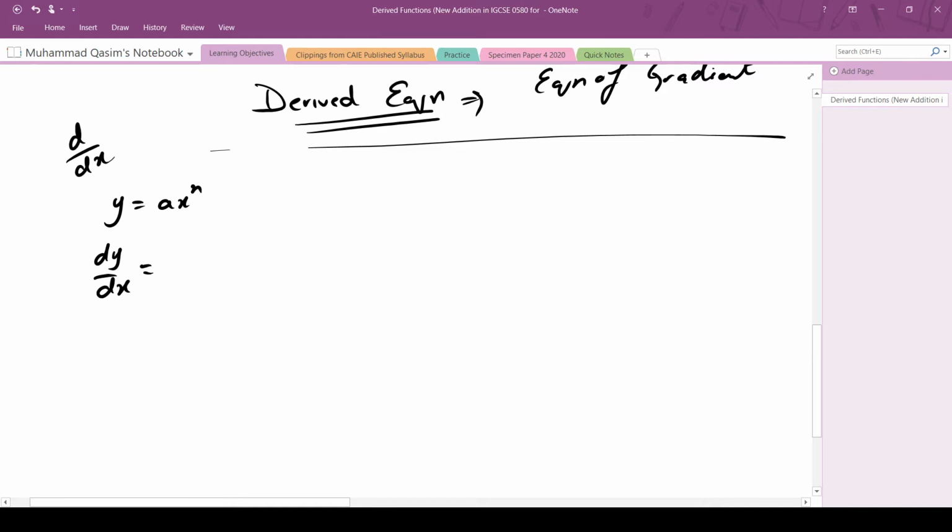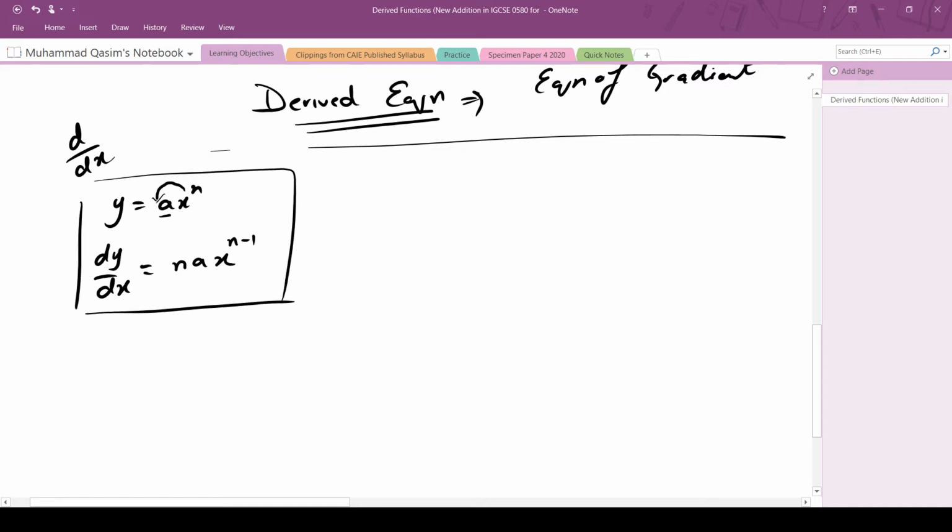N, which is the power of x, will come back here and will be multiplied with the coefficient, which in this case is a. So I'm going to get n a, and then the power of x, whatever it is, will be reduced by 1. So in this case, I'm going to get n minus 1. So you have to memorize this rule. Let me just quickly take you through the rule again.